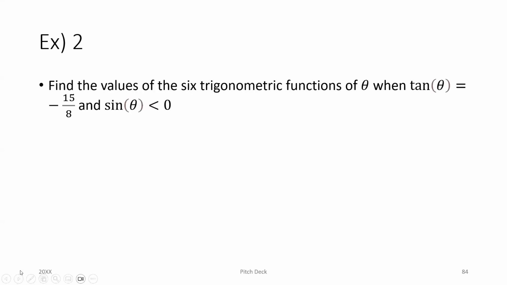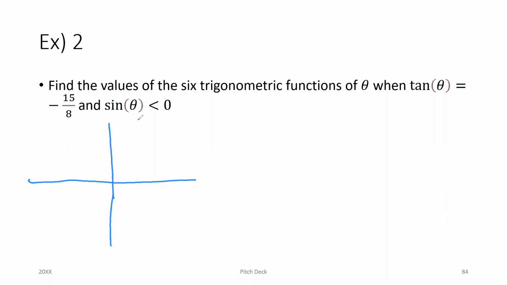Okay, find the value of the sixth trigonometric function when tan theta is negative 15/8 and sine theta is less than 0, meaning negative. So first, what I'm going to do is draw a triangle. First, I'm going to figure out which quadrant I should use. So which quadrant gives you a sign that is negative?